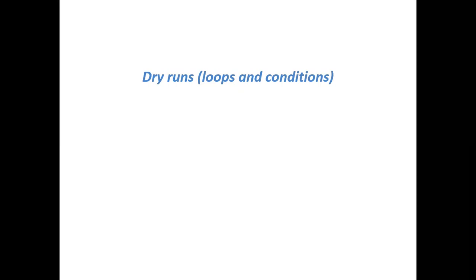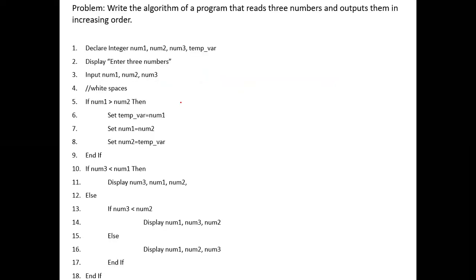Okay, so the first problem is that you need to write the algorithm of a program that reads three numbers and outputs them in increasing order. So essentially, for example, let's say the user enters numbers like 3, 1, and 2. These are the three numbers that the user has entered. The output should be 1, 2, and 3.